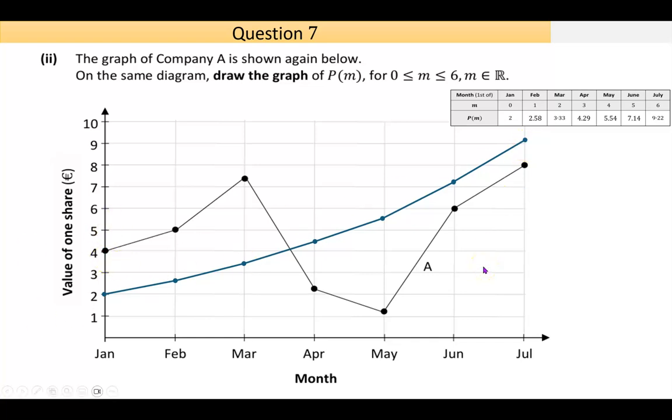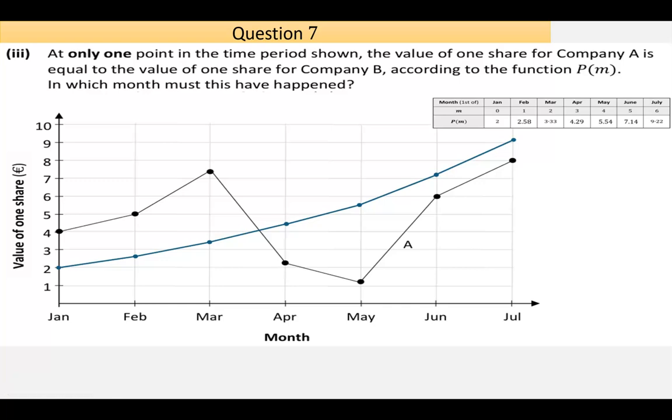Okay. Now, if I move on then to part 3, at only one point in the time period shown, the value of one share for company A is equal to the value of one share for company B. According to the function P of M, in which month must this have occurred?